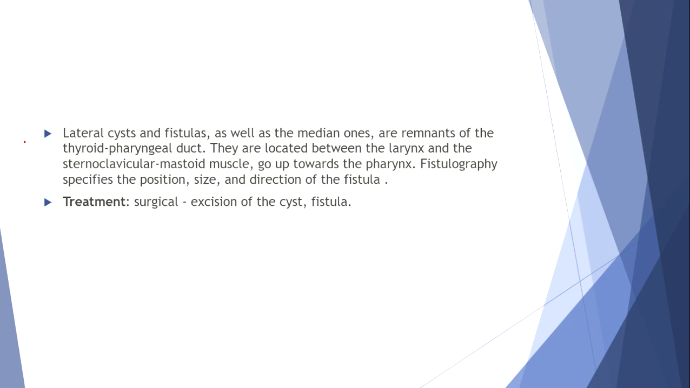Lateral cysts and fistulas, as well as the median ones, are remnants of the thyroglossal duct. They are located between the larynx and the sternocleidomastoid muscle, going up towards the pharynx. Fistulography specifies the position, size, and direction of the fistula. Treatment: surgical excision of the cyst and fistula.